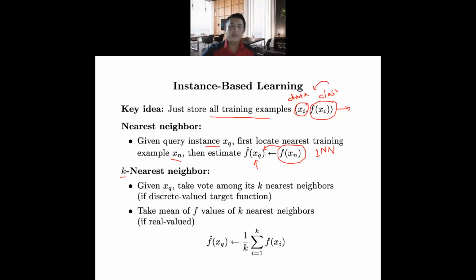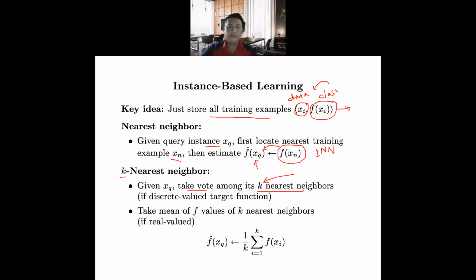So given new data or the query instance, we take a vote among its k nearest neighbors. So basically, among the k nearest neighbors, we look at which class has the highest number, class A, class B, or class C. We just take the majority of what class we have in our k nearest neighbors. Okay.